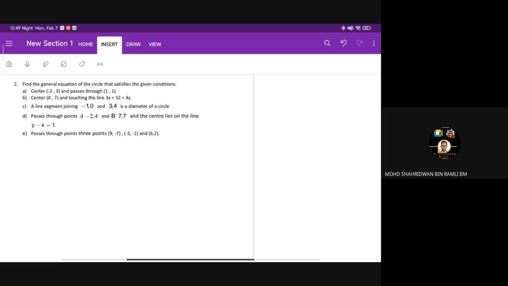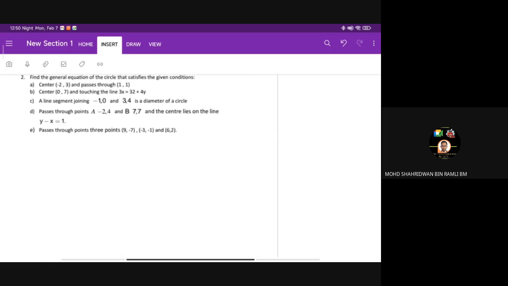Okay, what we are focusing on now is to find either the general equation or the standard equation. Let's say if you obtain the standard equation and the question is asking for the general equation, you need to expand. If you already find the general equation and you need to express it as a standard equation, you need to complete the square. Simple, right? We already discussed this previously. So next, find the general equation of the circle that satisfies the given condition.